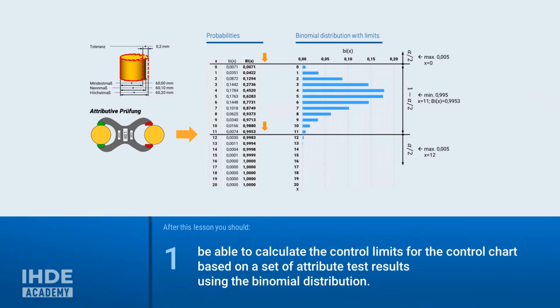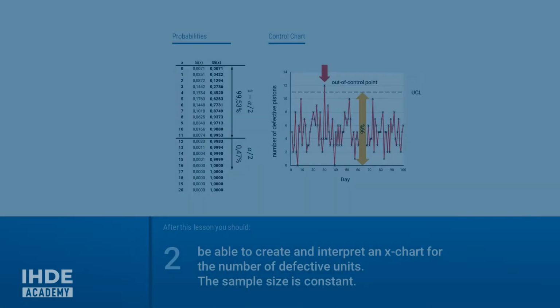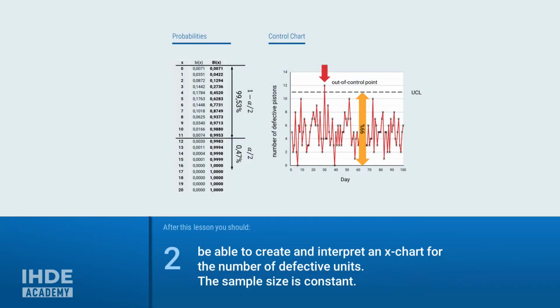And hello again to this lesson, which essentially has two learning objectives. At the end, you should be able to calculate the control limits using the binomial distribution, and you should be able to implement this knowledge in a control chart and interpret it.